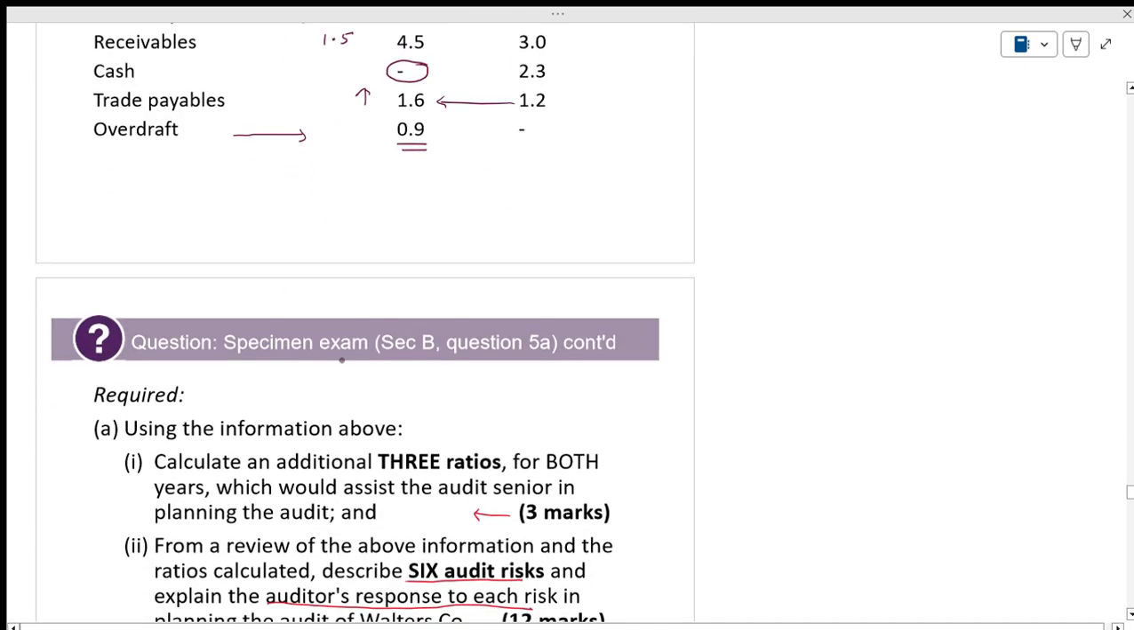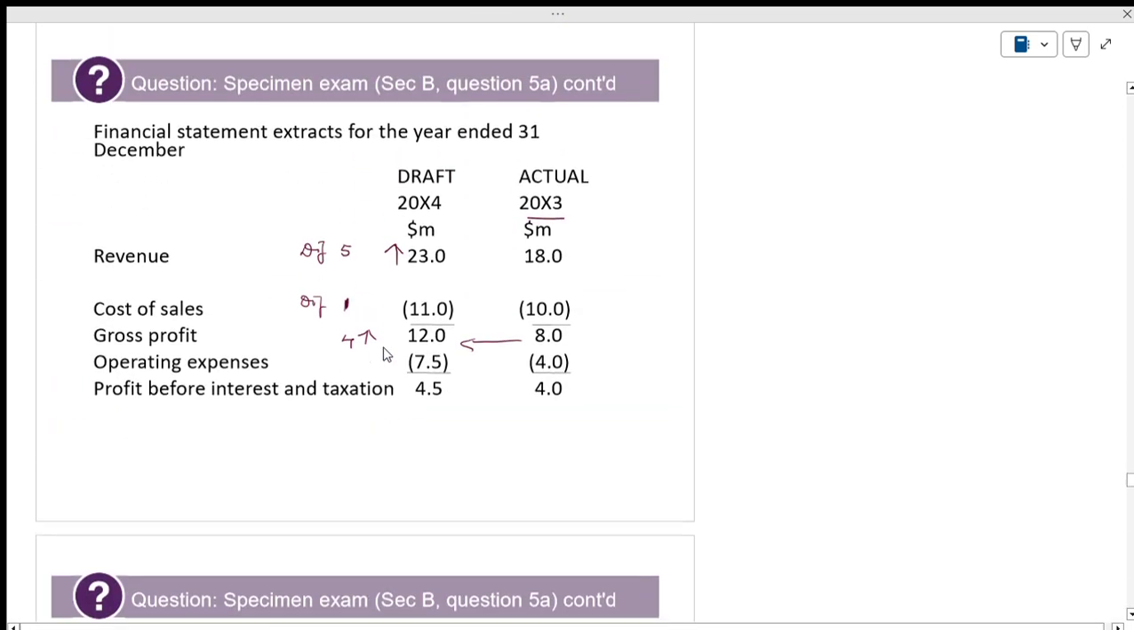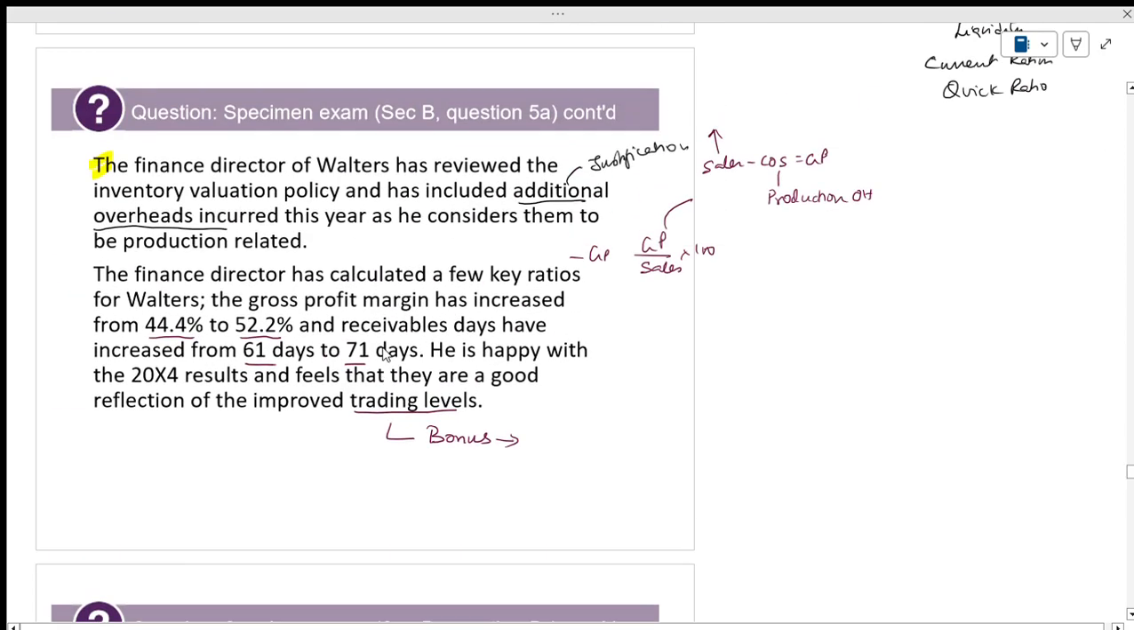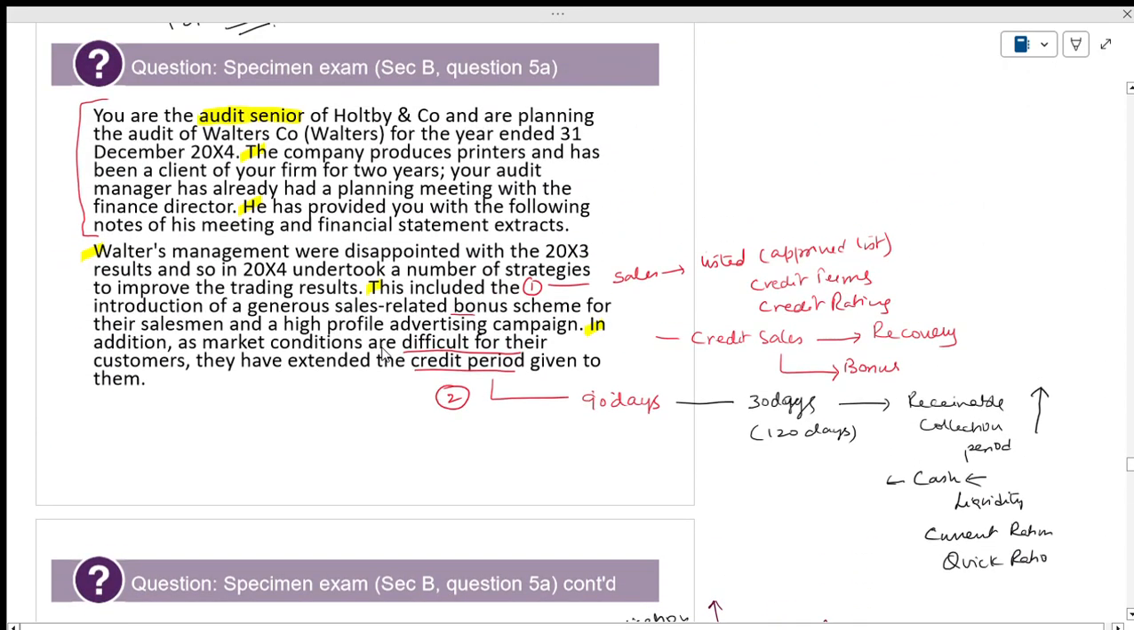Now what they say, are you clear about this? Again I will revise. They have said that there is generous sales related to bonus. If it is generous sales, fine. But you should not relate it to the bonus. The moment you relate it to the bonus, there is a risk related to the sales.